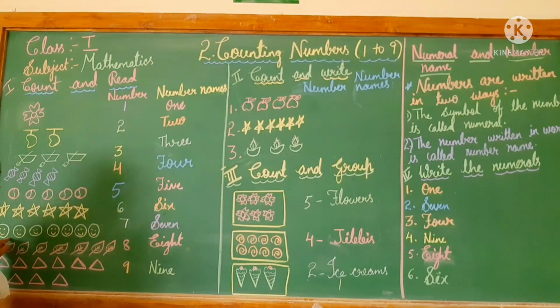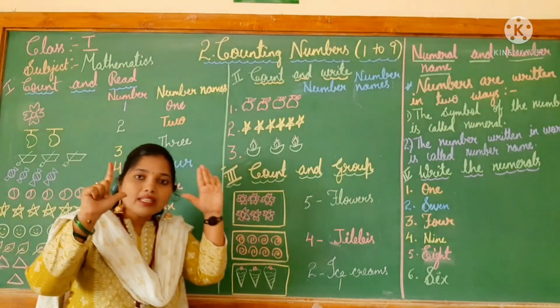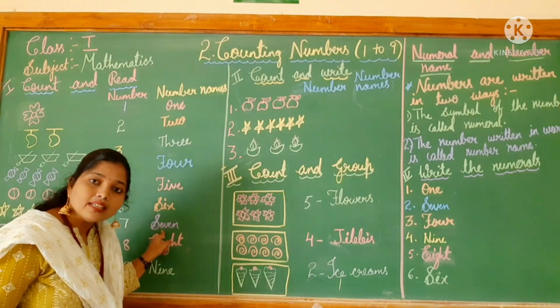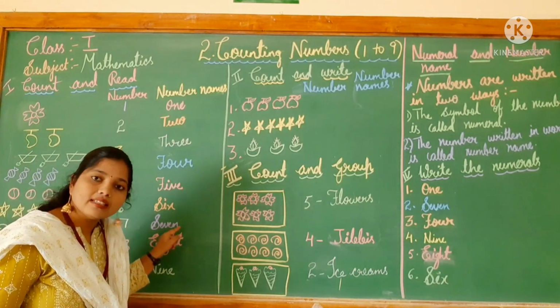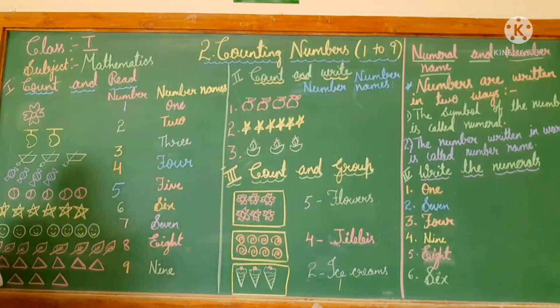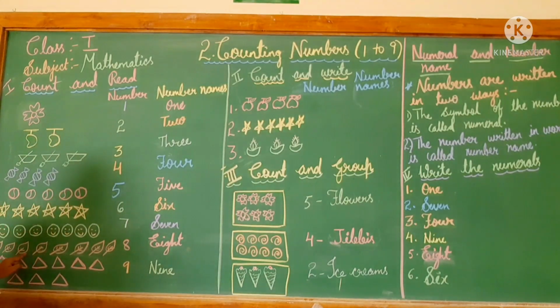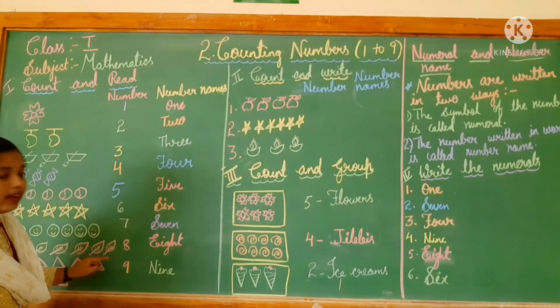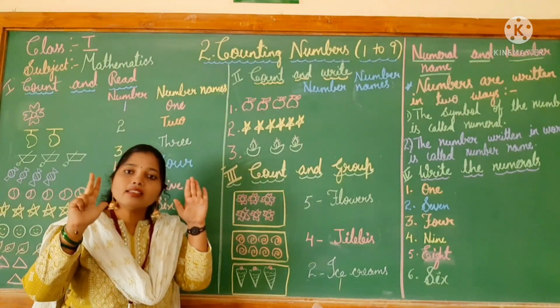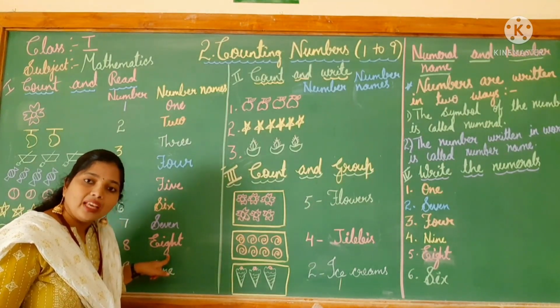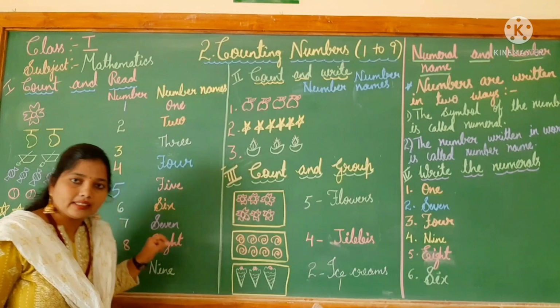Next, how many smileys are there, children? 1, 2, 3, 4, 5, 6, 7. There are 7 smileys. So, the number is 7 and the number name is SEVEN, 7. Next, there are 8 leaves. 1, 2, 3, 4, 5, 6, 7, 8. There are 8 leaves. So, the number is 8 and the number name is EIGHT, 8.